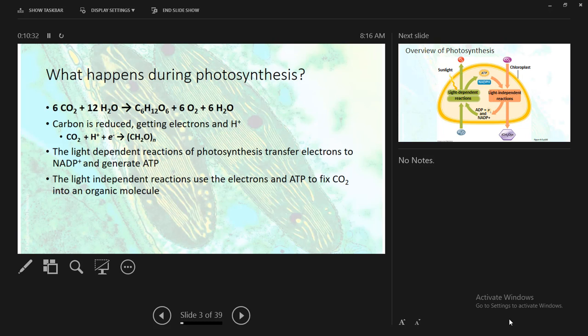And you know, if you're going to reduce carbon and reduction is a gain of electrons, you better have electrons to do that reduction, right? How can you reduce something without electrons? If reduction is gain of electrons, you better get some electrons, right?